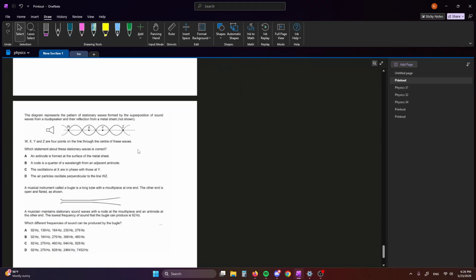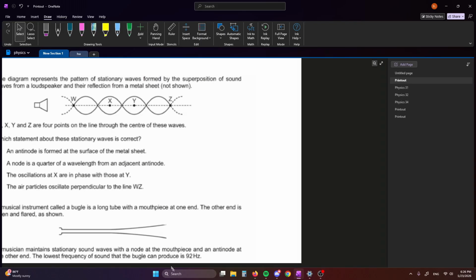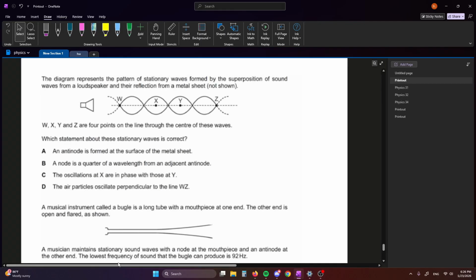The diagram represents the pattern of stationary waves formed by the superposition of sound waves from the loudspeaker and the reflection off the metal sheet. W, X, Y, Z are 4 points on the line through the center of these waves. Which statement about these stationary waves is correct? Okay. So let's go through each one. For option A, an antinode is formed at the surface of the metal sheet. Okay, so for this one, I believe this is not correct.